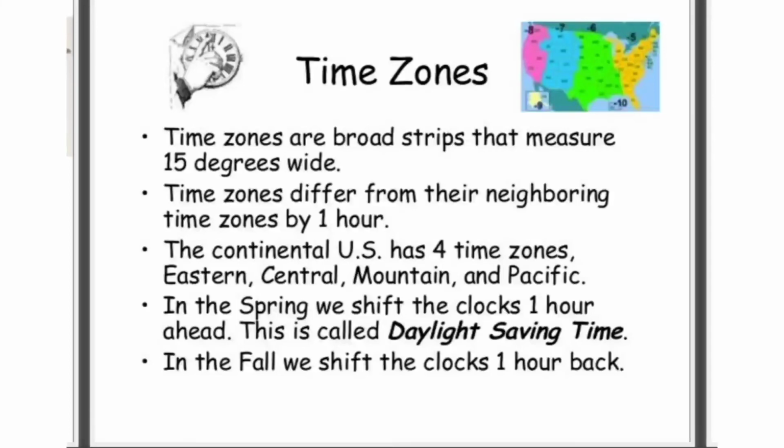The continental US has 4 time zones: Eastern, Central, Mountain, and Pacific. In the spring, we shift the clock 1 hour ahead. This is called daylight saving time. In the fall, we shift the clock 1 hour back.